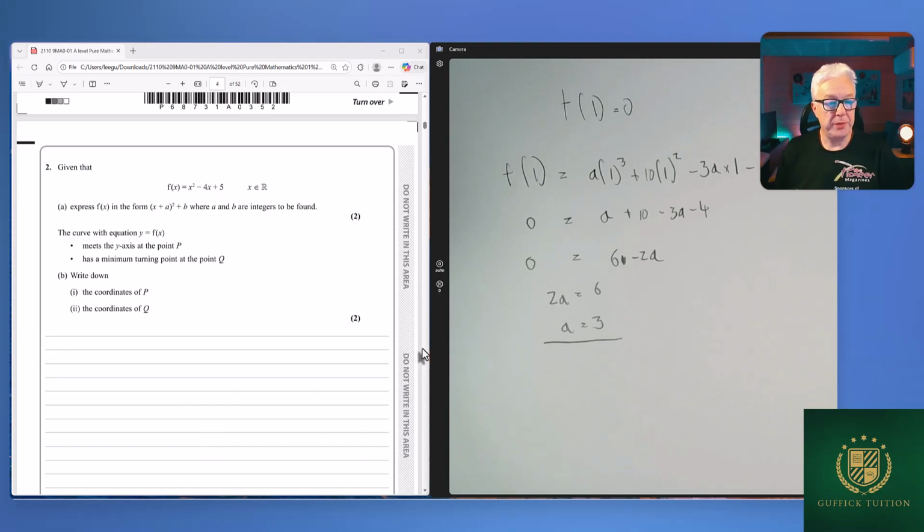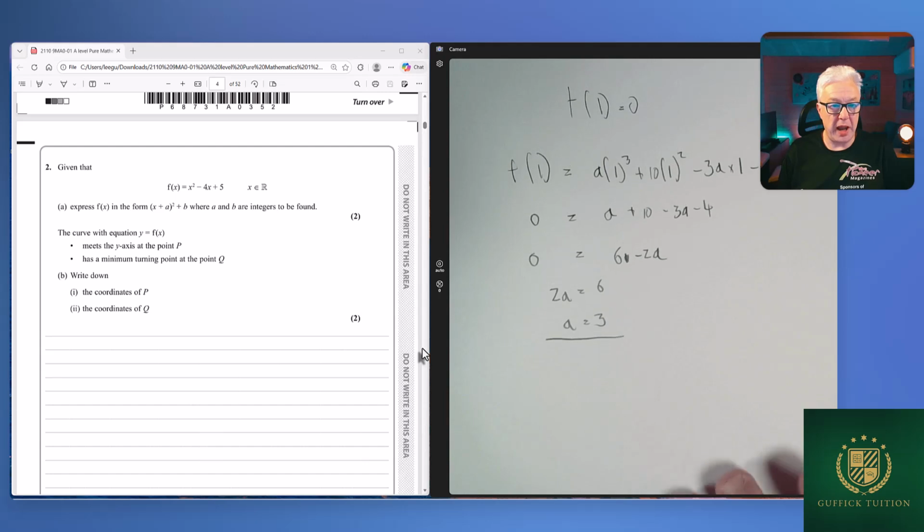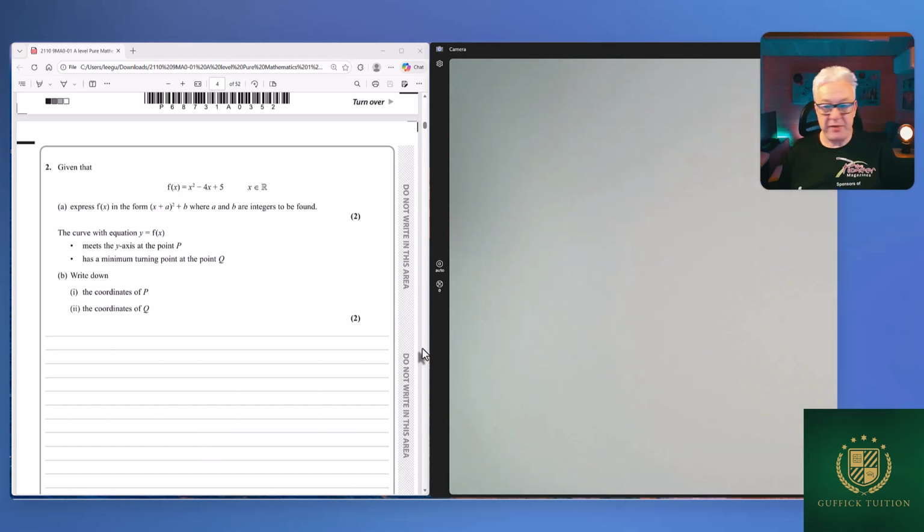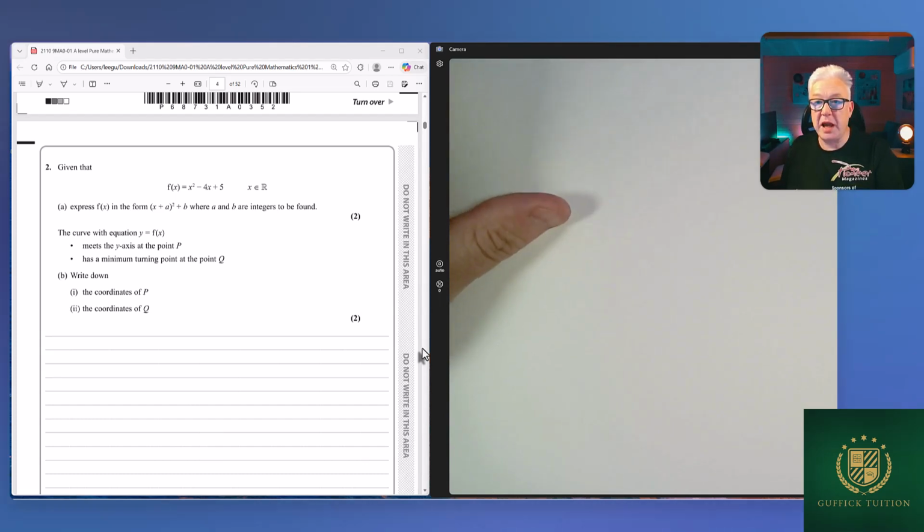Okay, question 2. It says, given that f of x is equal to x squared minus 4x plus 5, express f of x in the form x minus p all squared plus q, basically completing the square form. The curve with the equation y equals f of x meets the y-axis at the point P and has a minimum turning point at Q. Write down the coordinates of P and Q.